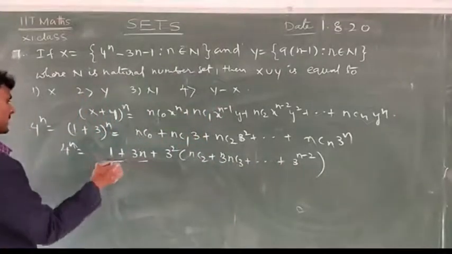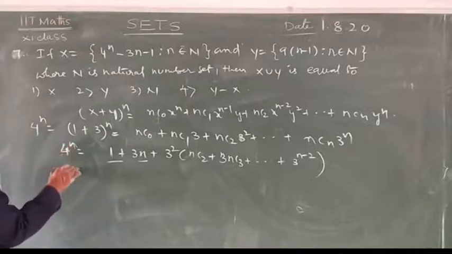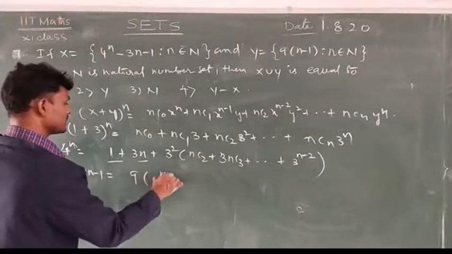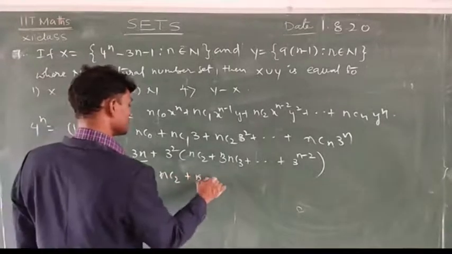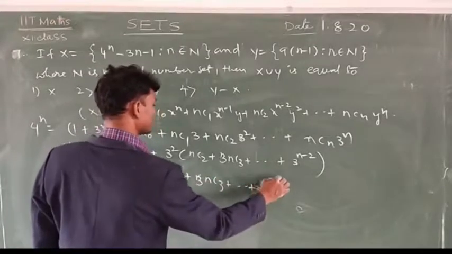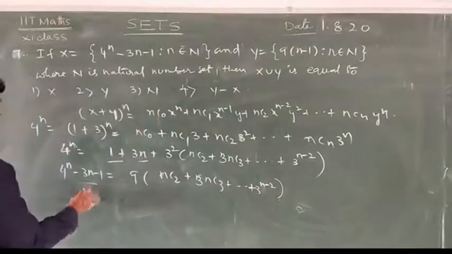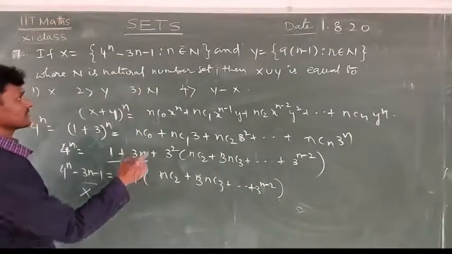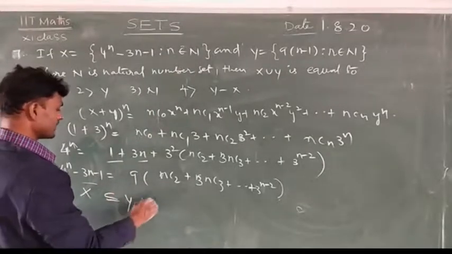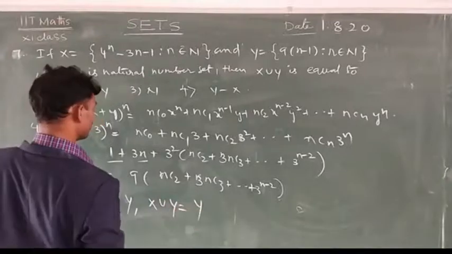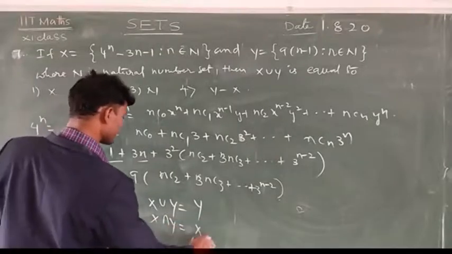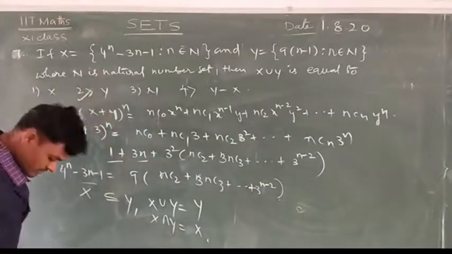Now these two terms send to the left side, then 4 power n minus 3n minus 1 is equal to 3 square, 9 into nC2 plus 3 nC3 plus and so on, up to nCn 3 power n minus 2. Now this is x, okay, this is x, and this is y, this is the total, you can take y. Then x is a subset of y, then x union y is equal to y. Suppose they ask for intersection, then x intersection y is equal to x only. Our option is the second one, note down.